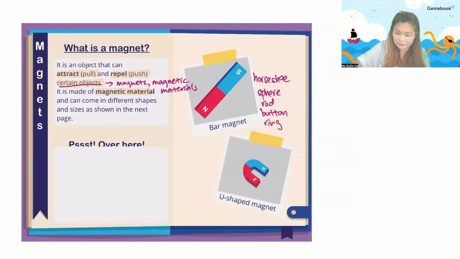Do you see something over here? Oh no, I can't move this. Okay, so there is something over here.